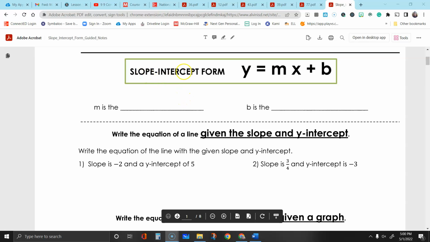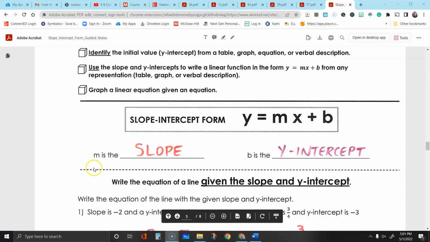So in your notes we have slope-intercept form, y equals mx plus b. Okay? M is the what? B is the what? M is the slope. B is the y-intercept. So again, M is the slope. B is the y-intercept.